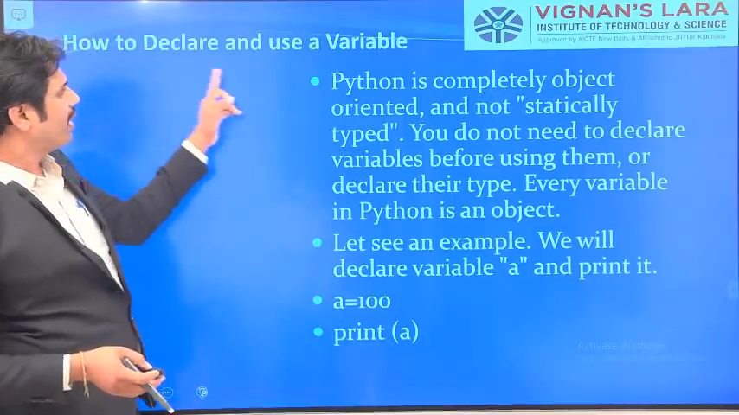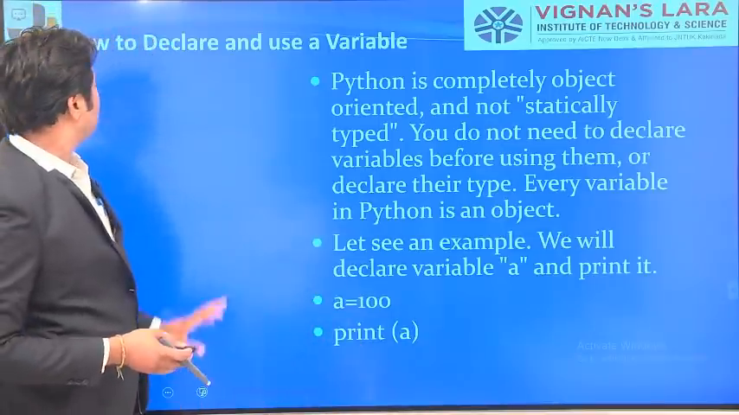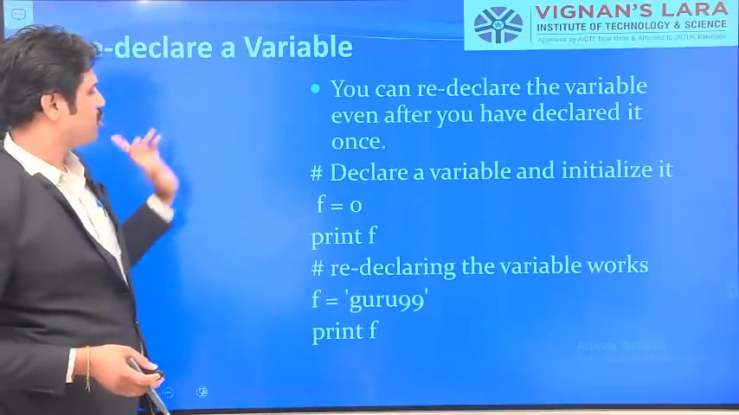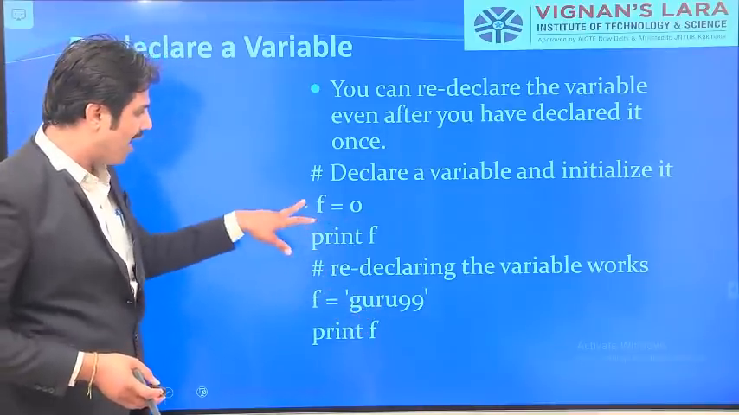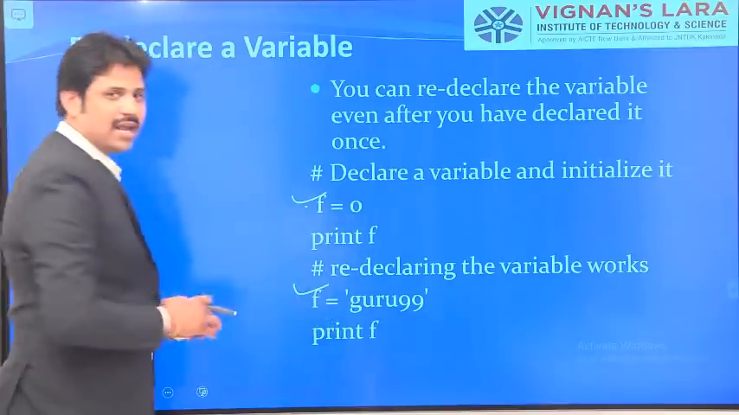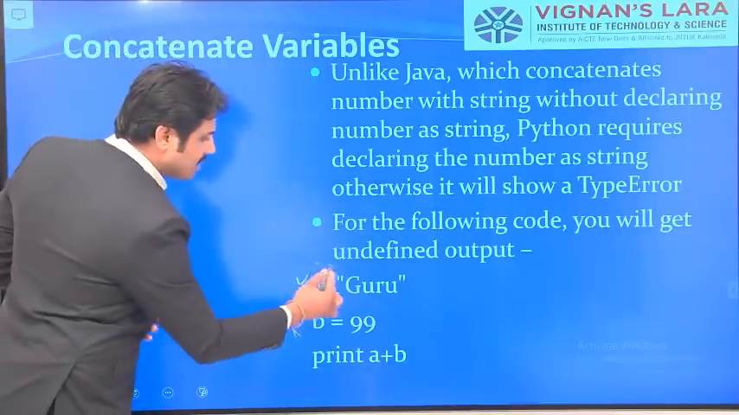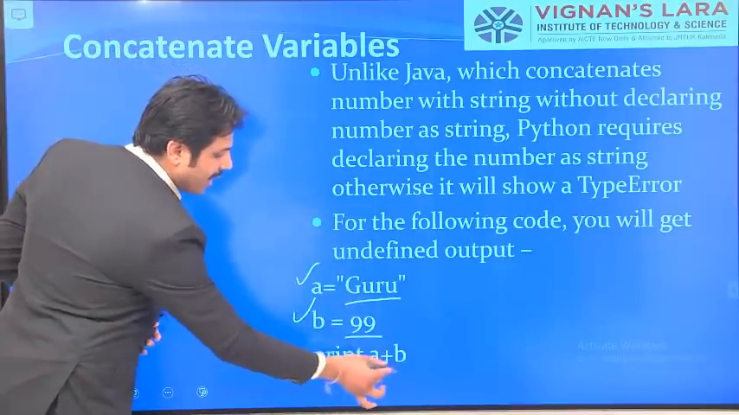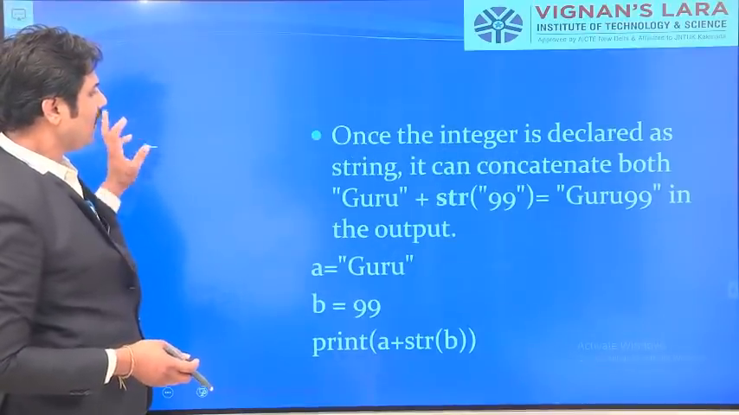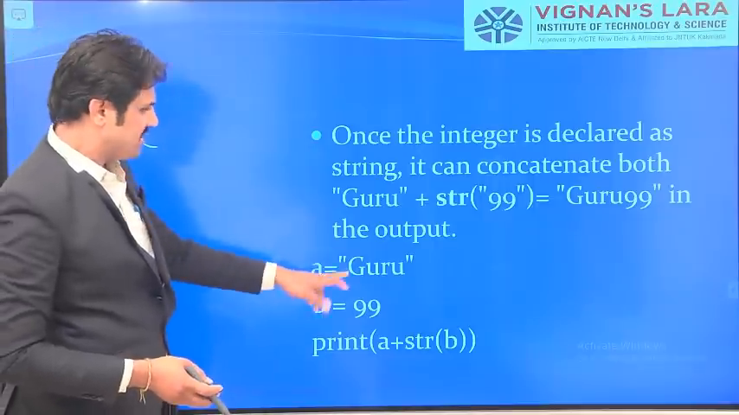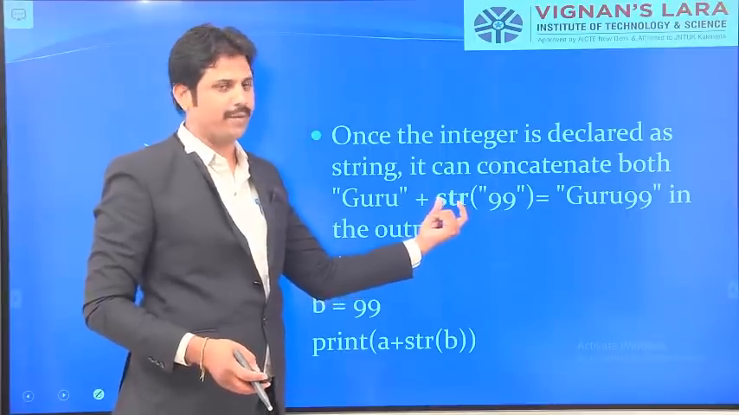So how to declare a variable? We are already seeing a equals to 10, print a. Next redeclaration. So f equals to 0. Again I allocate f for something. So I declare first time and I declare for second time. Next concatenating. Here a is string and b is 99 concatenated. Okay. Next. This is the same program, concatenation. So I again changed it into the string.